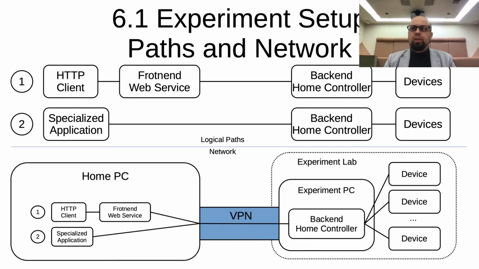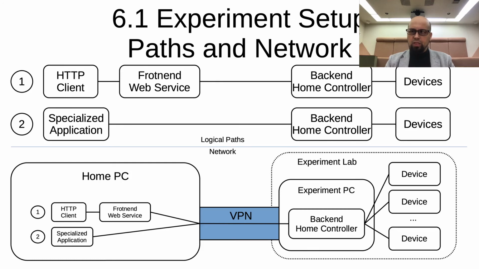Moving on to our experiment section, we start off with our experiment setup. Our most important goal was to understand the amount of time overhead that the introduction of the web service induces. To this end, we designed 2 paths. The first one involving a generic HTTP client and the frontend, whereas in the second path we deployed a specialized application that communicates directly with the backend. In both paths, the backend and the devices used were the same.